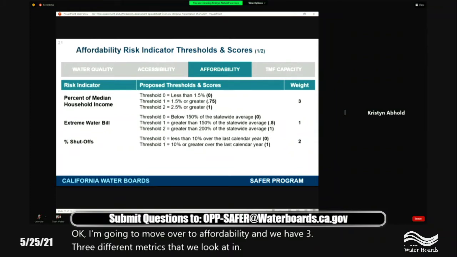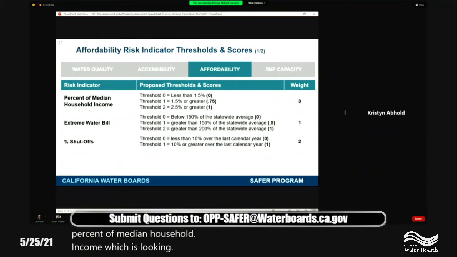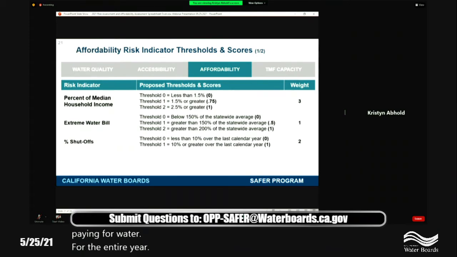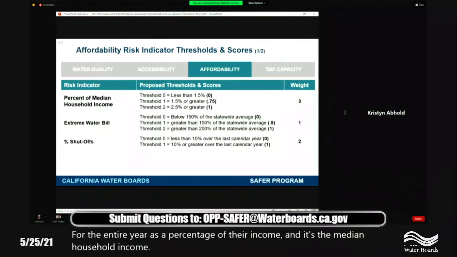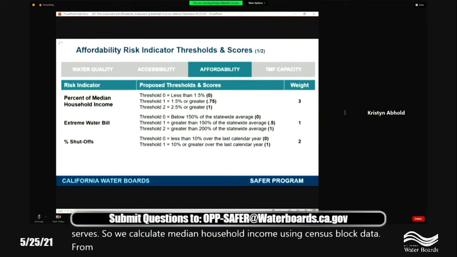affordability, and we use these exact same metrics in our affordability assessment that we do for all community water systems, which I'll talk about in a bit. We look at percent of median household income, which is looking really at water rates and how much customers are paying for water for the entire year as a percentage of their income. And it's the median household income for the water service area boundary that water system serves. So we calculate median household income using census block data from the American Community Survey.